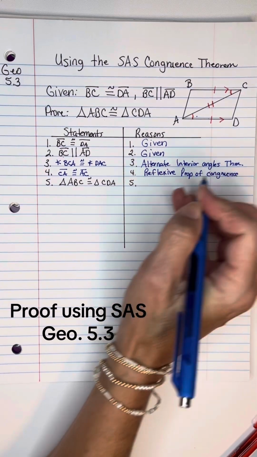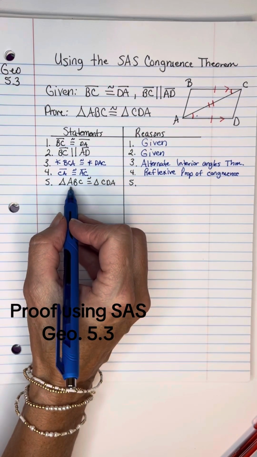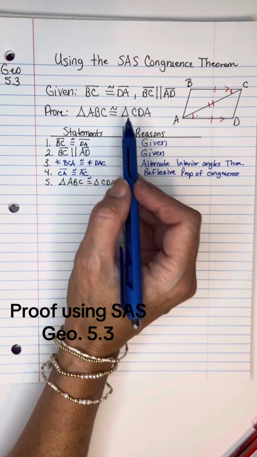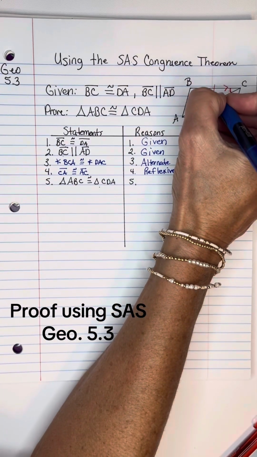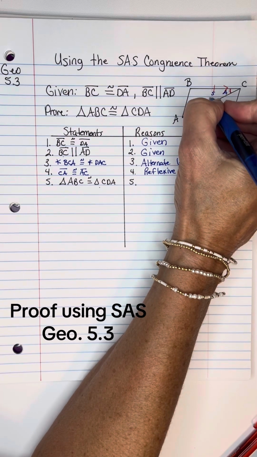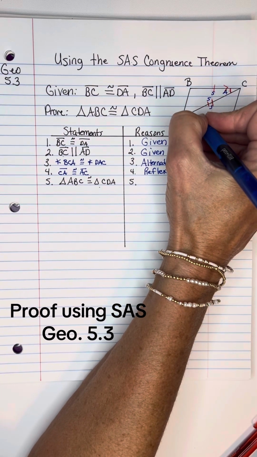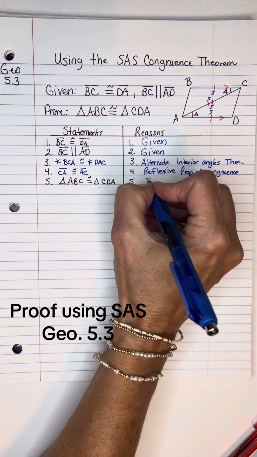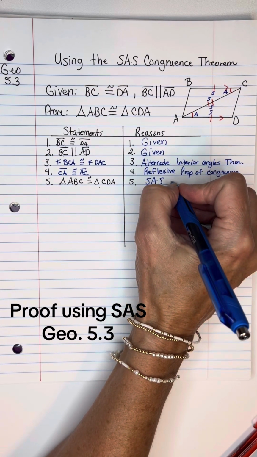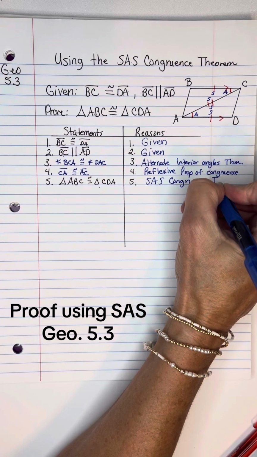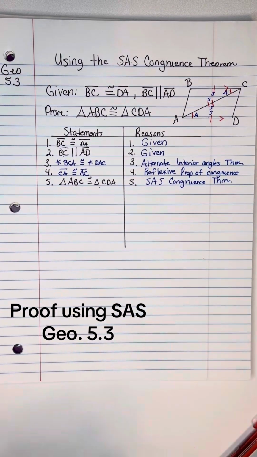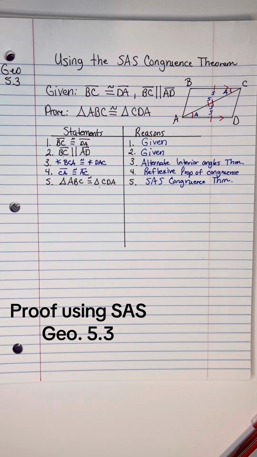Okay, so what we have is that the two triangles are proven to be congruent, just like they ask, by side, angle, side. That's side, included angle, side. By side, angle, side congruence theorem. And that's it. We've proven what we were asked to prove.